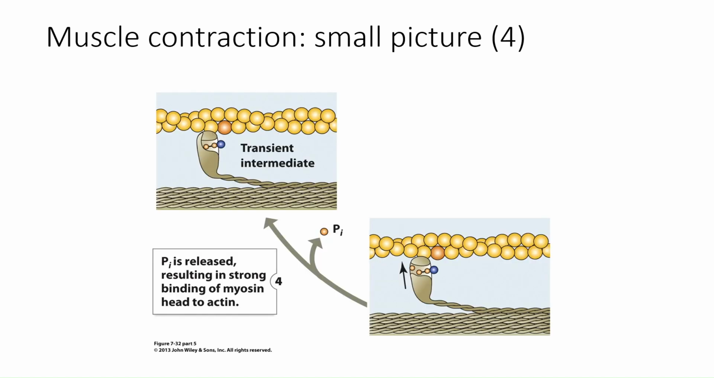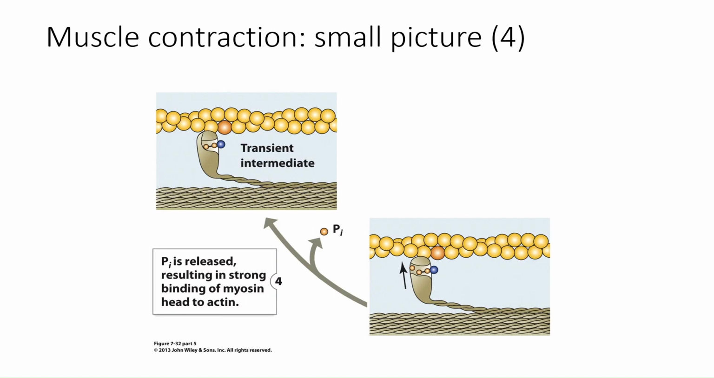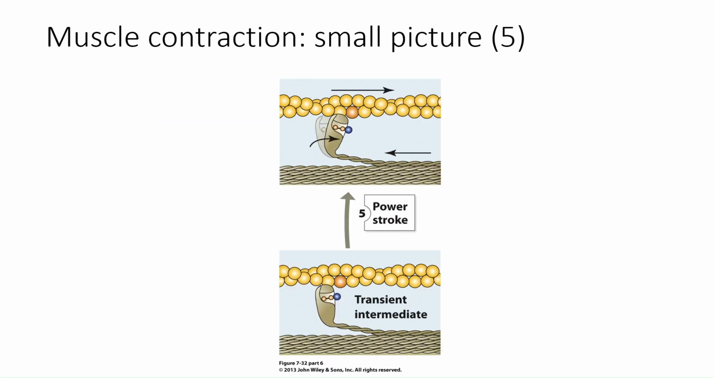So when it gets this signal, we have a couple things that happen. First we have this weak interaction of myosin and actin, and then we have this release of the inorganic phosphate, and once that inorganic phosphate is released, now we have this very strong binding of myosin to actin that we see up here, and it's very strong, but it's very transient. And once we have this strong interaction, we almost immediately have this movement back of the myosin head, and this movement of the myosin head is called a power stroke.